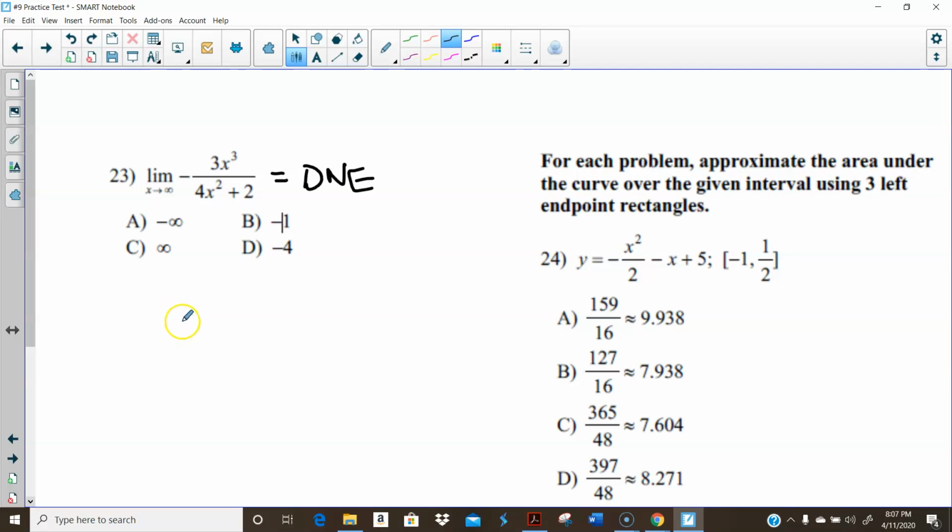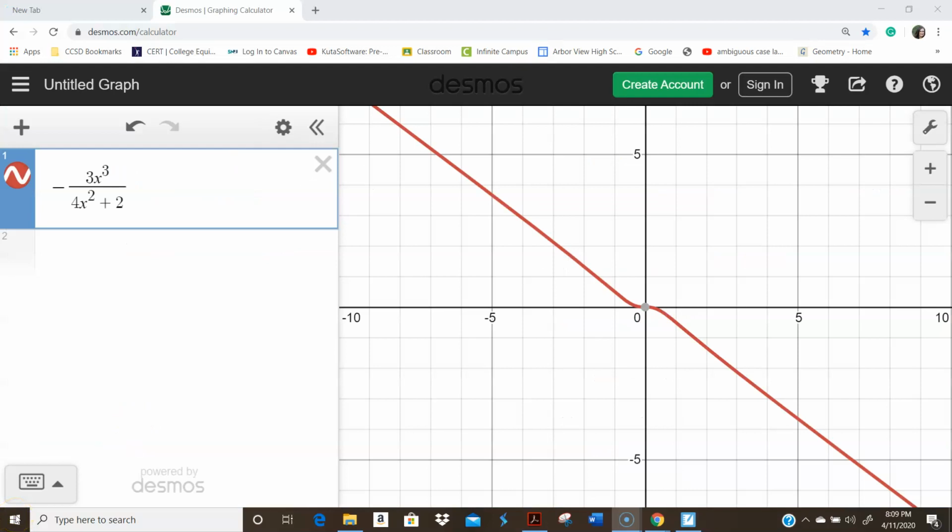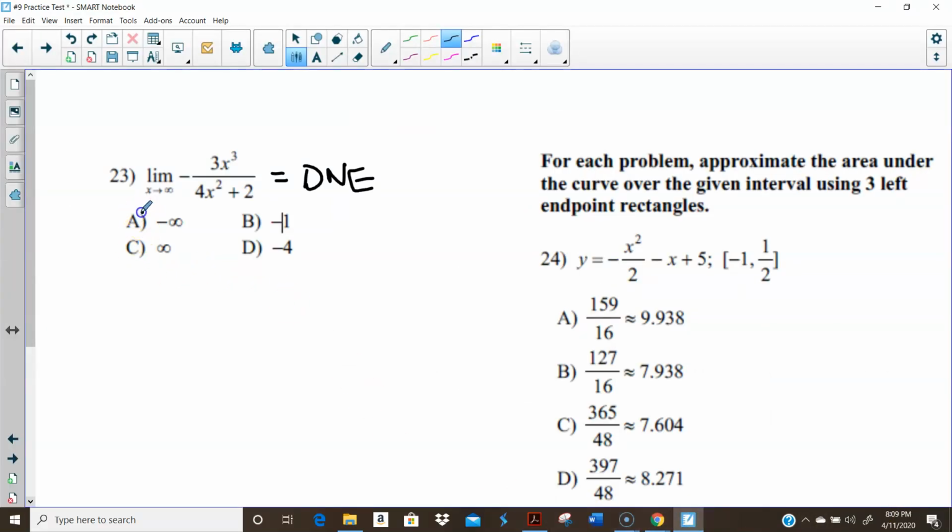So I'm going to have to go to Desmos and graph this so I can go to the right of the graph as I approach positive infinity to see if the graph is going up or going down on the right-hand side. So this is what this graph looks like. If I move over to the far right-hand side of that graph, you can see that this graph is going down to negative infinity. So this one's going to be A, negative infinity.